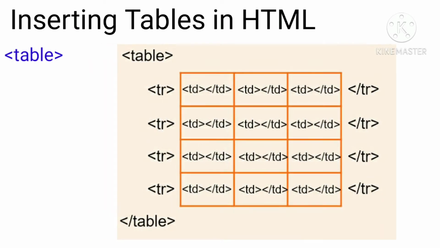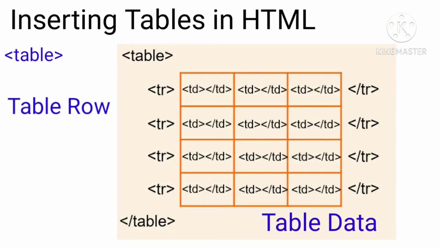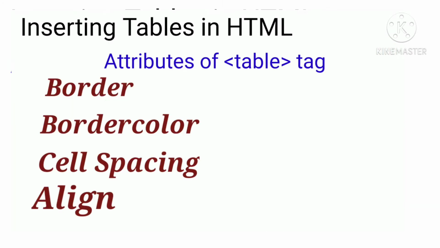In HTML, a table is divided into rows with the TR tag, which stands for table row. Each row is divided into data cells with the TD tag, which stands for table data. A TD tag can contain text, links, images, lists, forms and other tables. By using the table tag, we can create a table in HTML. But for defining the table properties, we need to use attributes of the table tag.